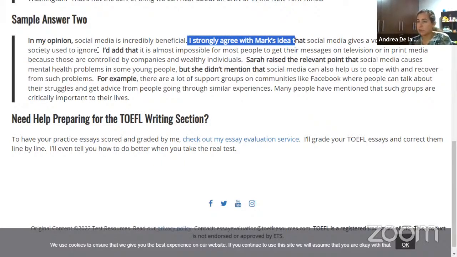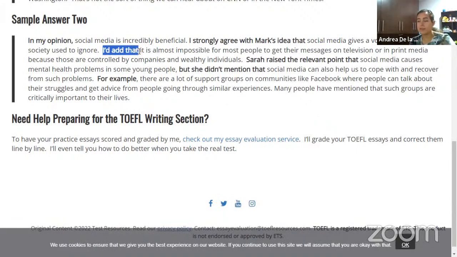We do it in a different way though, right? We say besides the fact that social media gives a voice to people that society used to ignore, it is also, or it is widely known that, and then we add one more reason. But we're doing the same. This person is doing exactly the same, right? He's saying, I would add that, and then he adds his own contribution, his own reason. His reason is that it is almost impossible for most people to get their messages in television or in print media because those are controlled by companies and wealthy individuals.